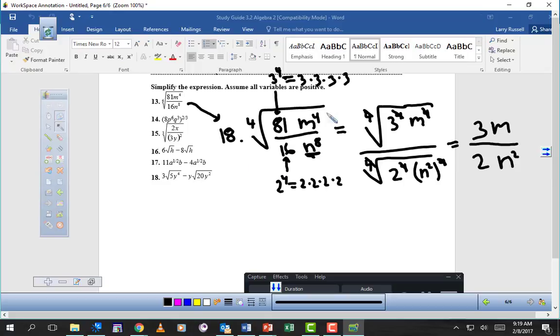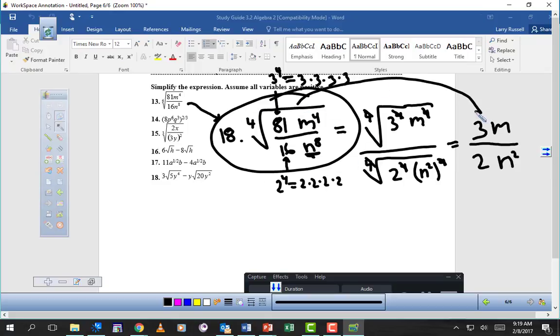Now some of you are going to be able to start with this expression right here and go to here immediately. It might take a little while to get good at that, but eventually, hopefully, you'll get to that stage. And so that's how we could simplify number 18.